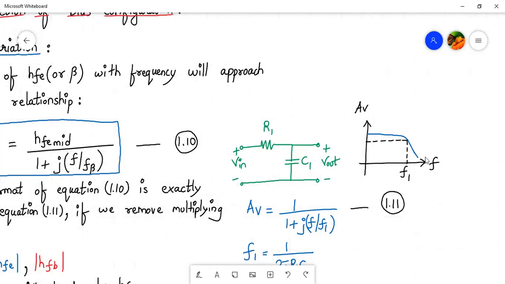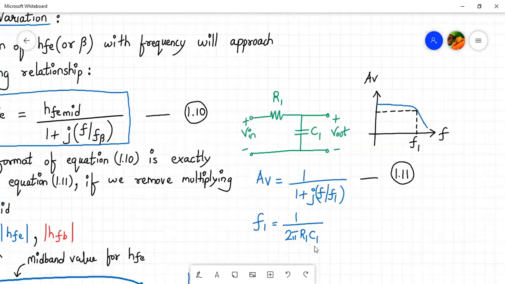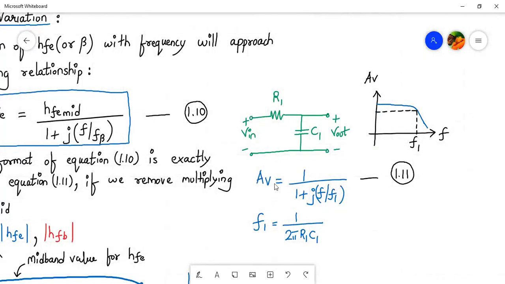That means the gain will fall at higher frequency. And the cutoff frequency for this system will be F1, which will be given by 1 upon 2 pi R1 C1, whose entire gain can be written as V out upon V in equals 1 upon 1 plus j F upon F1, right? So we'll call this equation 1.11.